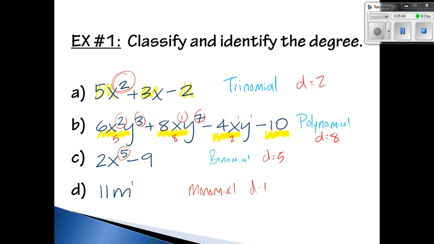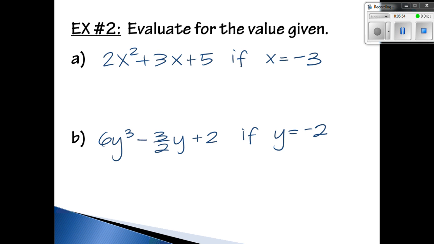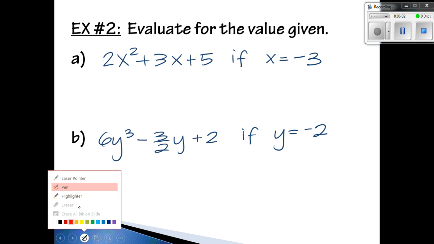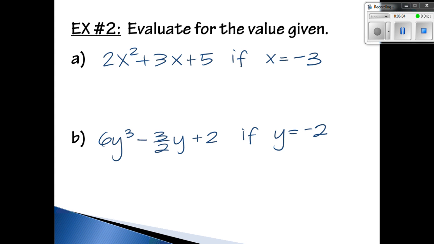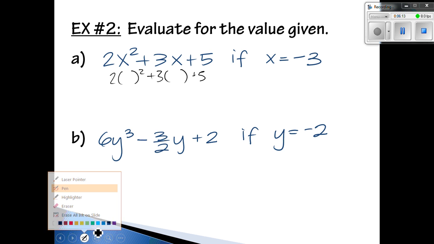All right, so count the terms. Remember, they're separated by addition or subtraction. And then we need to look at the exponents. All right, next part, evaluate for the given variable. So if they're telling me that x equals -3, what's our answer? So we're going to start with the original, and then we're going to start plugging in.